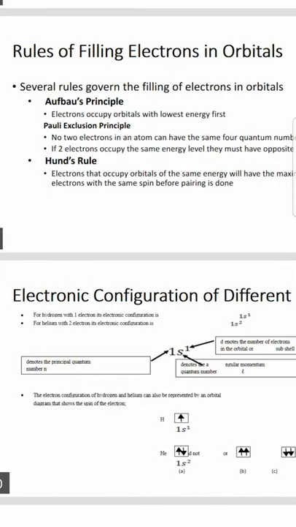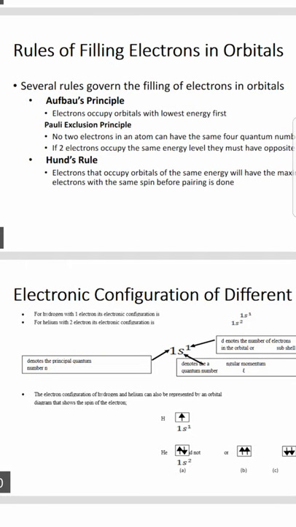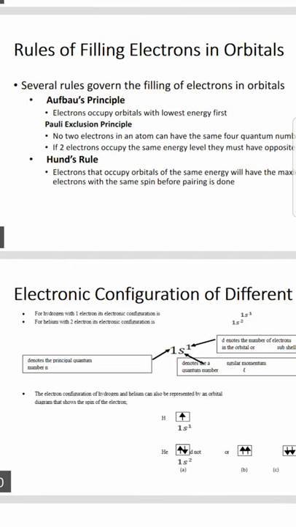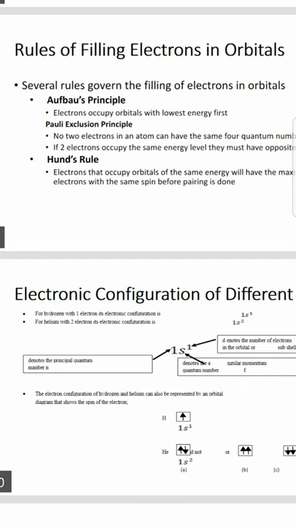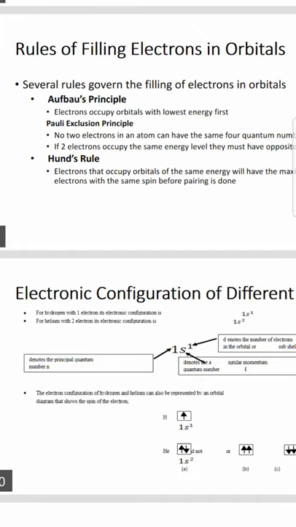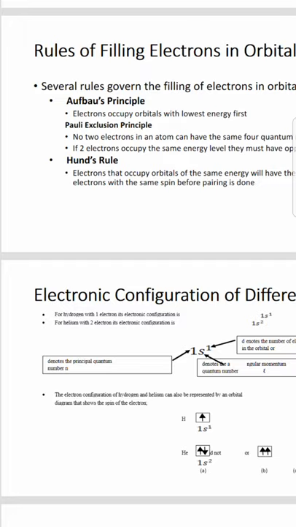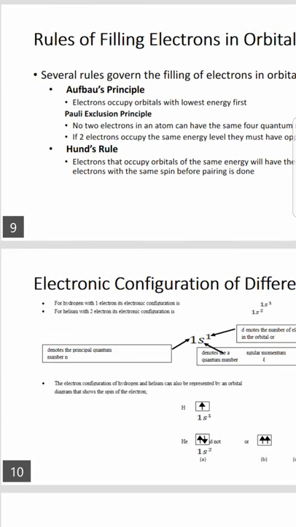Sasa, yote yanajieleza hapo sitaki kukusomea, lakini you can see in Aufbau principle, inakuambia electron occupies orbital with the lowest energy first. Yani electron haiwezi kuingia, ikaenda kwenye energy kubwa. Inakuwa kwanza kwenye lowest energy ndipo iende kwenye mwenye energy kubwa. Tutakuja kujifunza more energies as we go far.